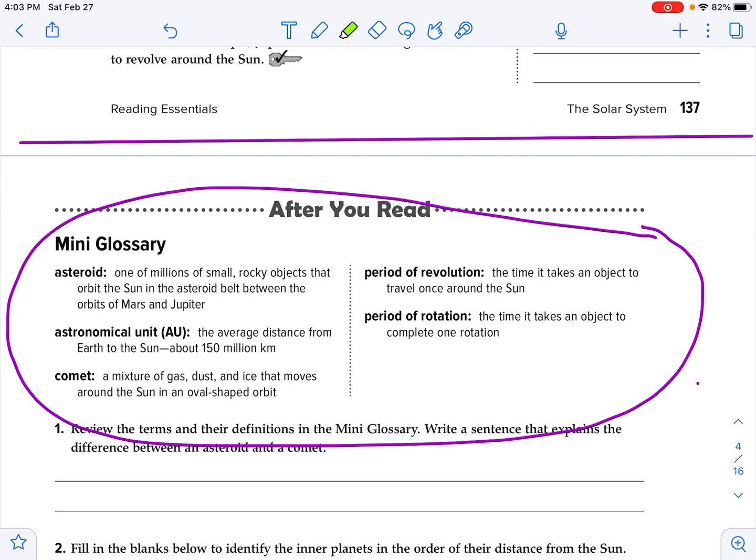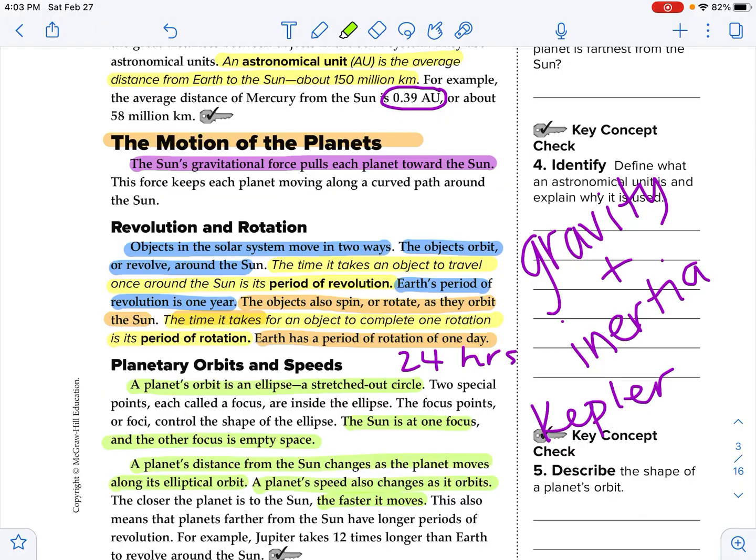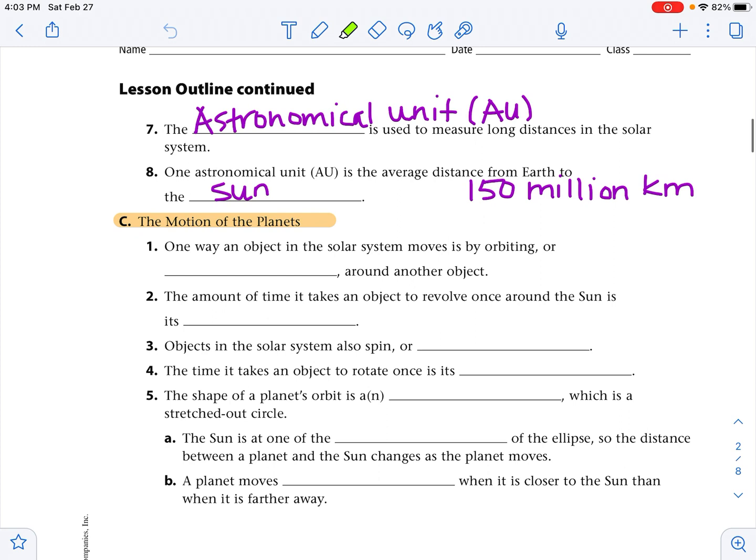All right, there we are at our vocab words. Okay. Let's go ahead and fill in our last little section, our outline notes here. One way an object in the solar system moves is by orbiting or revolving around another object. The amount of time it takes an object to revolve once around the sun is its period of revolution.